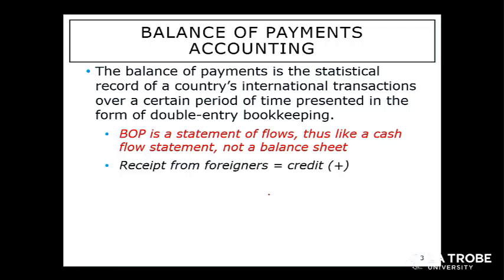Anything that is a receipt from foreigners, so for example, money coming in from outside of the country, is recorded as a credit, so this is a positive cash flow. And anything that we pay to foreigners is recorded as a debit, so this is a negative cash flow, right?